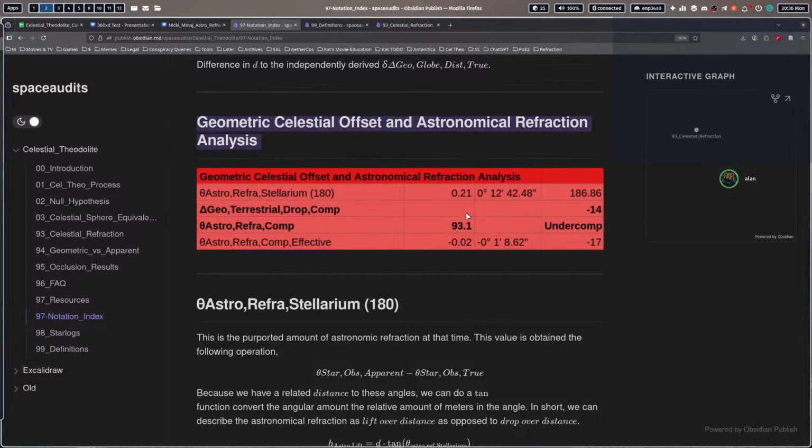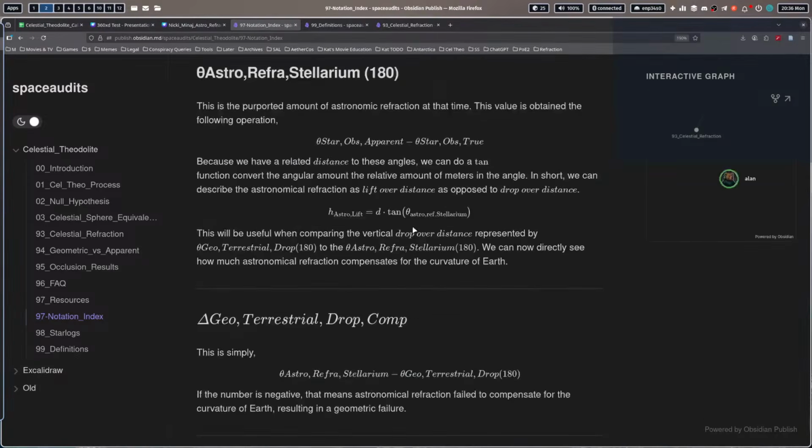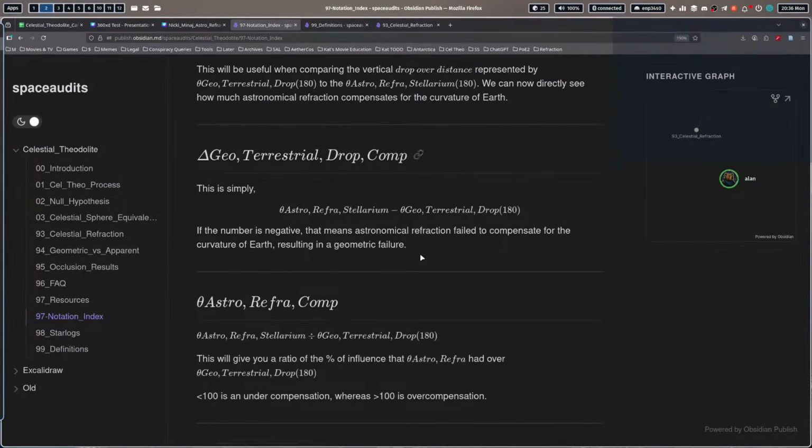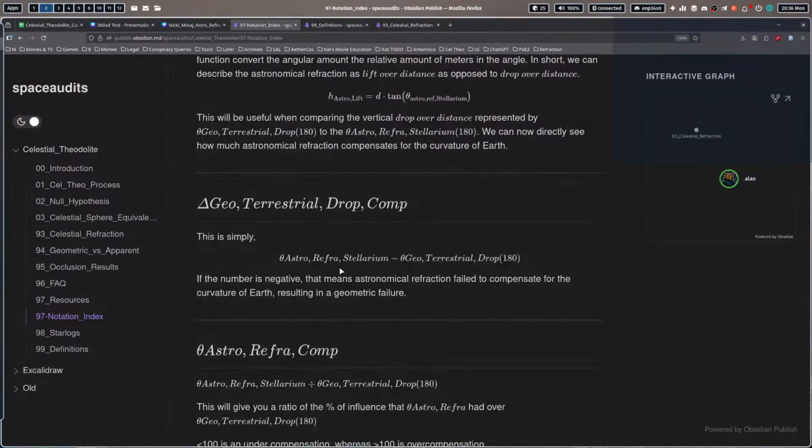This is one of the few times we're seeing an undercomp. And then theta astro refraction comp effective, that is how much astronomical refraction allowed that star to overcome that peak. So it was able to exceed the peak by 1 arc minute there. So it's basically how much it helped it out. All right. And then in some cases it didn't work out. But that's pretty much the gist of it there.